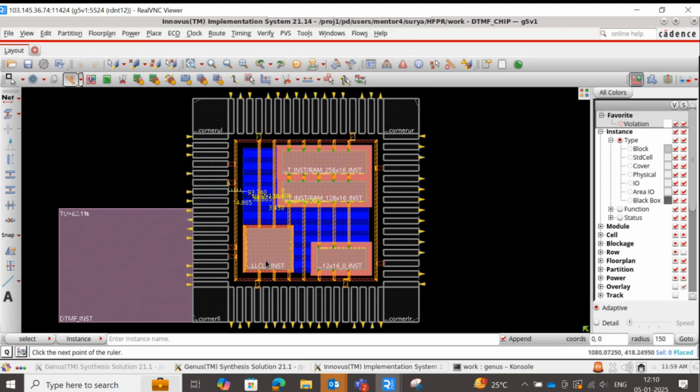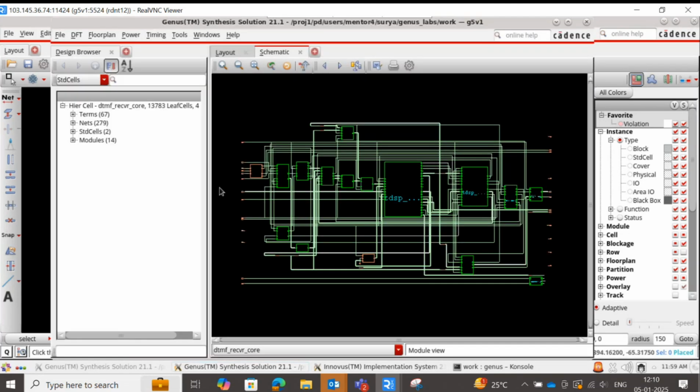For starting the physical design, we get the netlist from this particular tool. This is called Genus. And this is the DTMF overall netlist. Using this netlist only, we do the physical implementation. This particular netlist has 1,3,7,8,3 leaf cells and 4 blocks. So clearly, we can see how many modules, standard cells, nets, and terms are there.